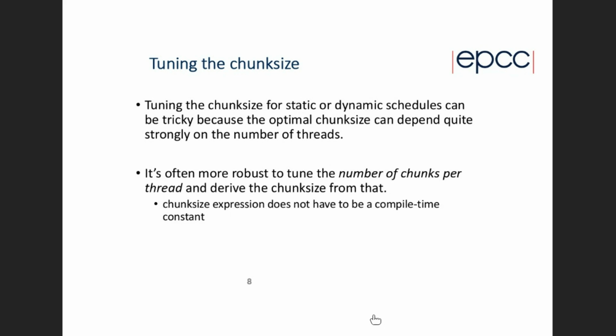A better strategy is not to try and tune the chunk size directly, but to tune the number of chunks per thread, and then calculate the chunk size from that. The chunk size expression in the schedule clause does not have to be a compile time constant. It can be a variable expression, which allows you to compute the chunk size at runtime and use other things to tune. So the number of chunks per thread is a more robust tuning parameter in general.